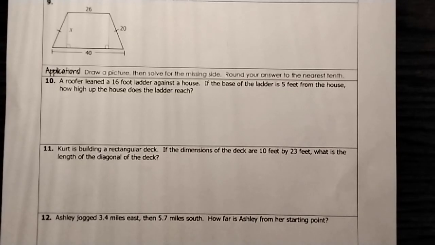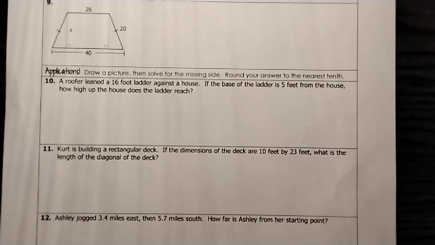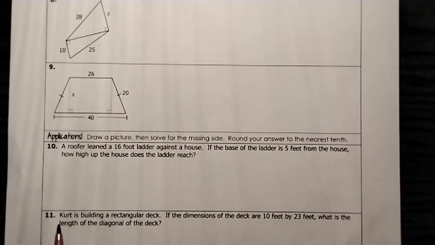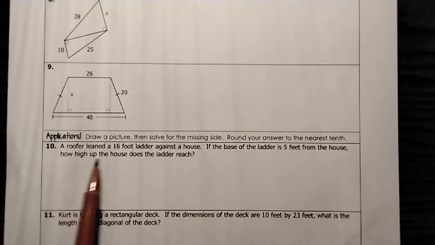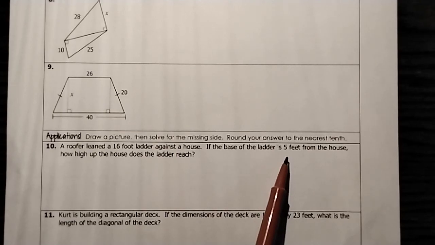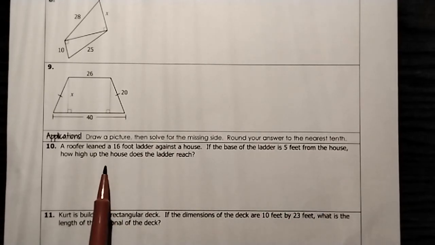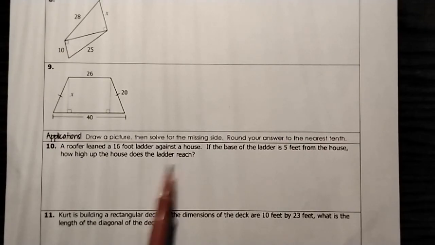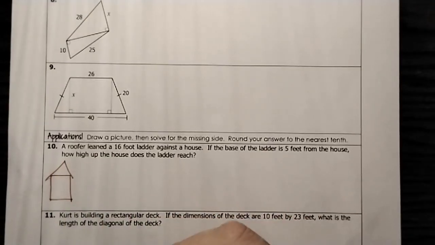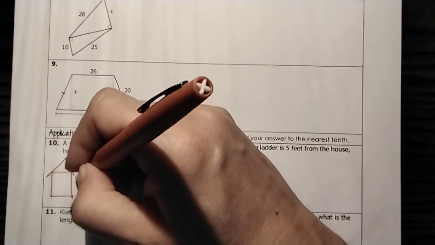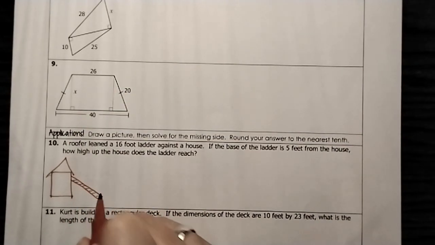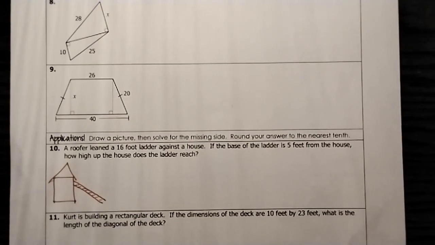like, let's run number 10 together, and then you understand what I mean. We have a roofer that leans a 16-foot ladder against a house. If the base of the ladder is 5 feet from the house, how high up the house does the ladder reach? So I have a house. I have a guy that has a ladder leaned against the house. All right.